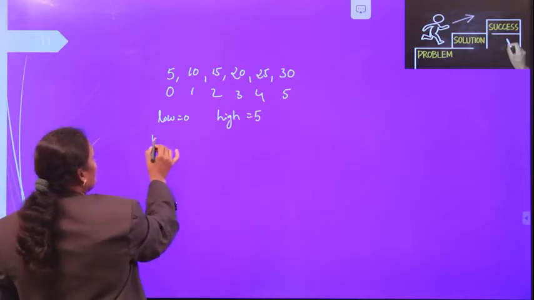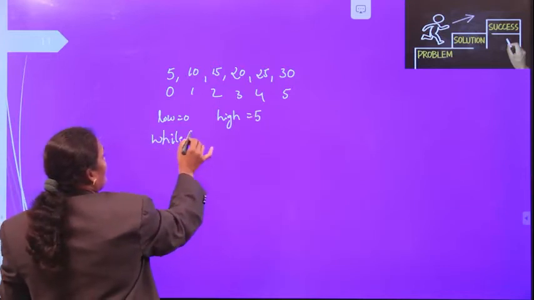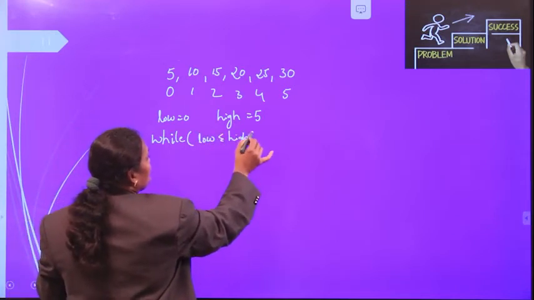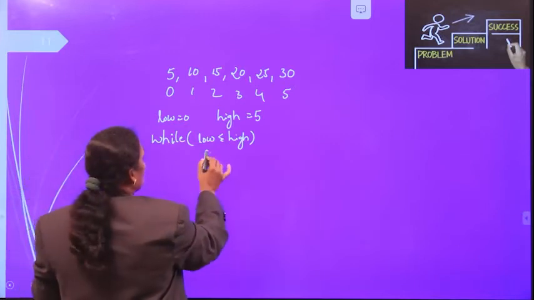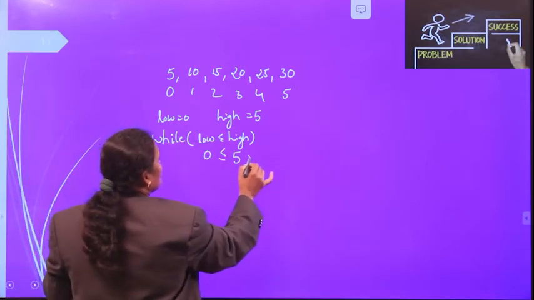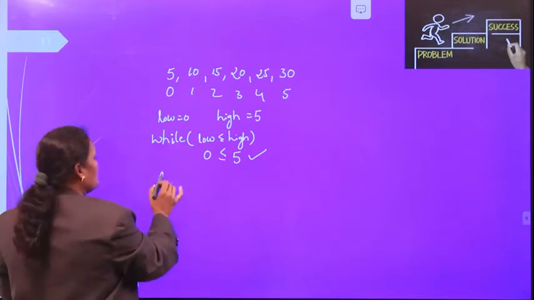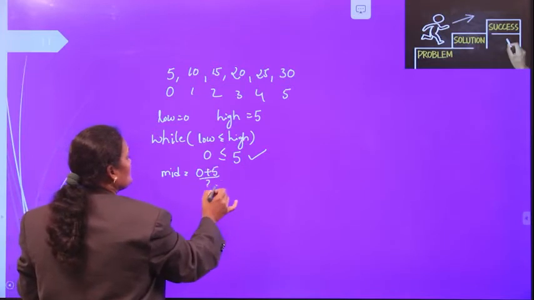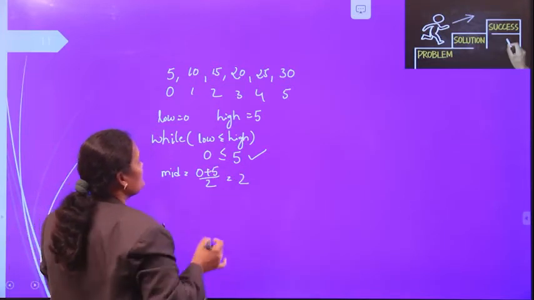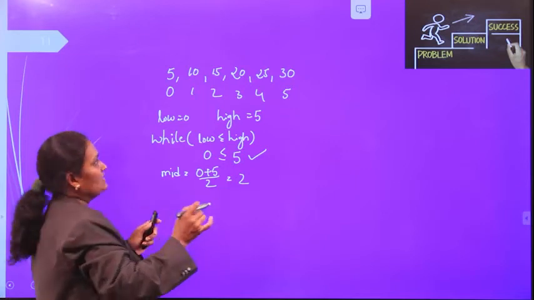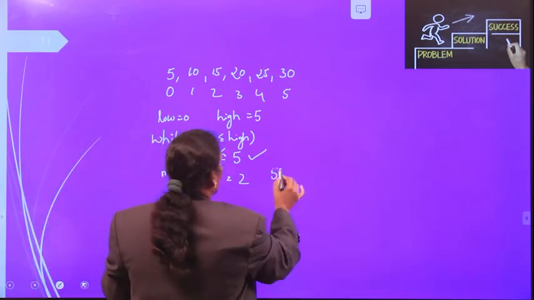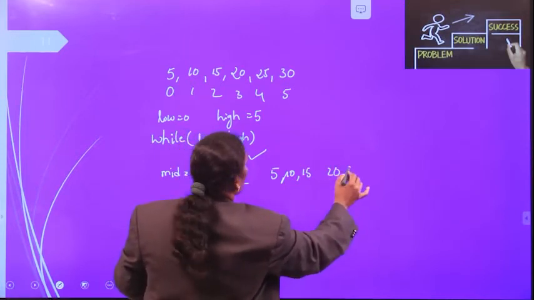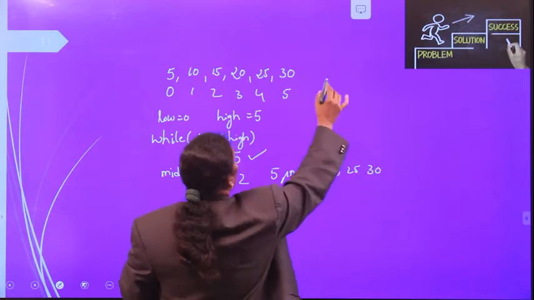Now what we have to do in iterative binary search: while low is less than or equal to high, we need to repeat the process. Now what is low? 0, which is less than or equal to 5. Since the condition is true, we are going to find the mid value. What is the mid value? 0 plus 5 by 2, which gives 2. That is, we are dividing the array at 2. So here we will get 5, 10, 15 as one subarray and 25, 30 as another subarray.